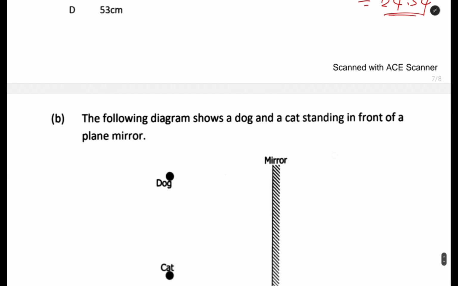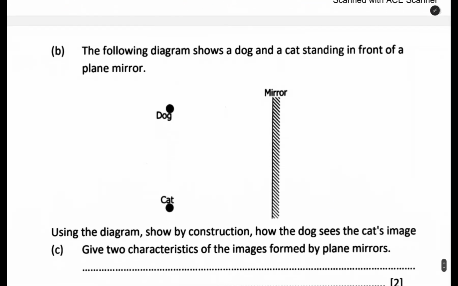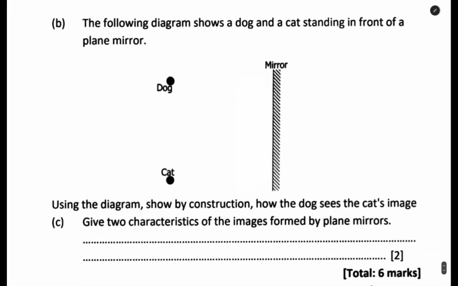Okay. Let us have a look at this question. The following diagram shows a dog and a cat standing in front of a plane mirror. Using the diagram, show by construction how the dog sees the cat. So you know that with a mirror, we are looking at reflection here, the bouncing back of light. So who is seeing who? It shows how the dog sees the cat, so we are starting from the cat.